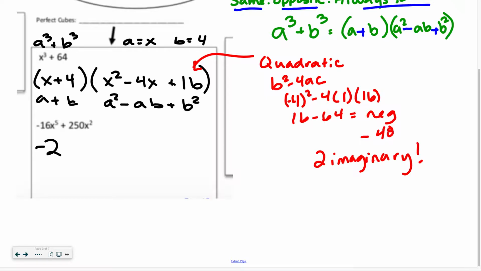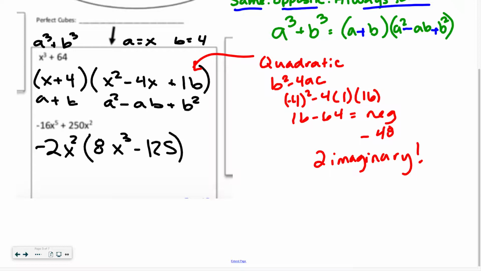Can I take anything else out of those two terms? X squared. Now think about what's left over. Negative 16 divided by negative 2 is 8. X to the fifth divided by x squared, subtract your exponents, x cubed. Positive 250 divided by negative 2, negative 125. X squared divided by x squared, gone.